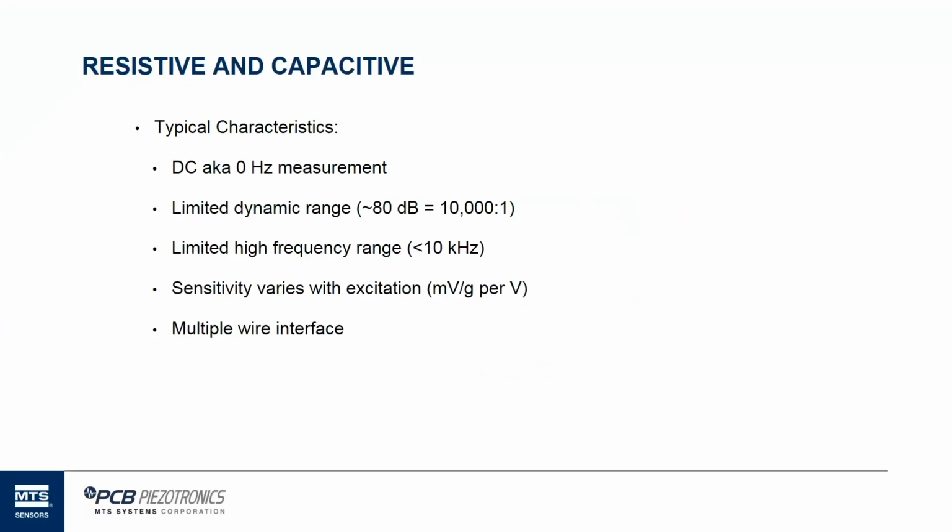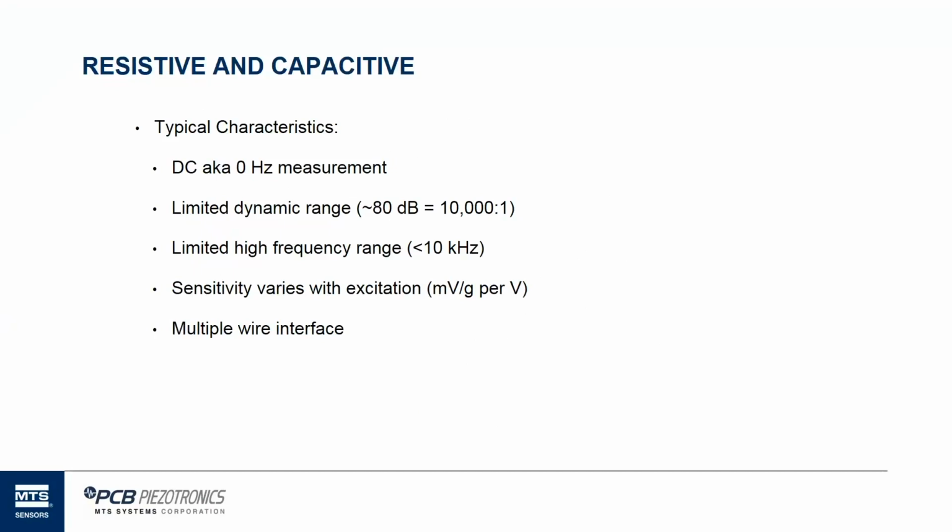The high frequency, now you've got in that first bullet, we have the 0 hertz capability or low frequency ability, but on the high frequency range, it's rather limited. It's going to be below 10 kilohertz. That's a drawback. And then the other thing, and this is more of an awareness thing, it could be used to a measurement engineer's advantage or disadvantage, is that the sensitivity varies with the excitation voltage. That's not mechanical excitation, that's electrical excitation of the sensor.